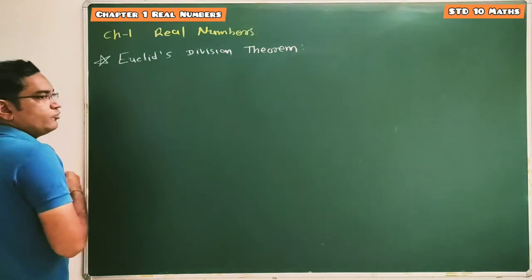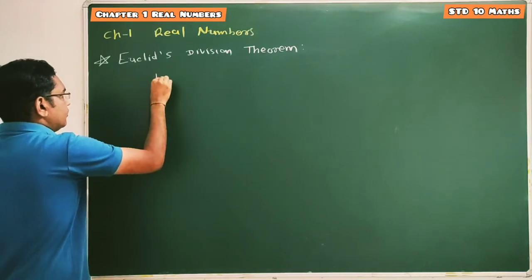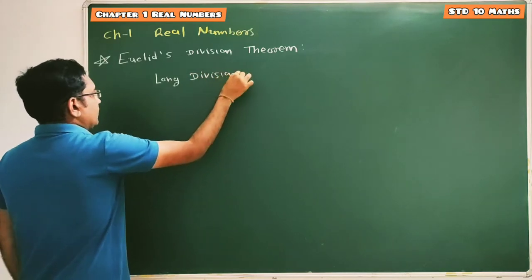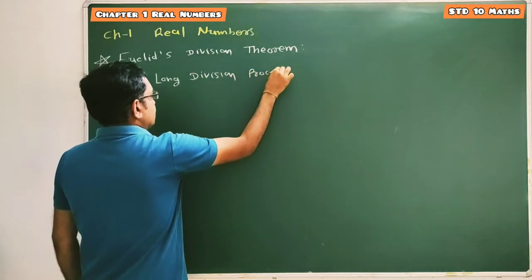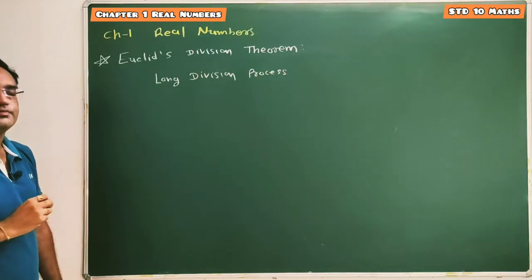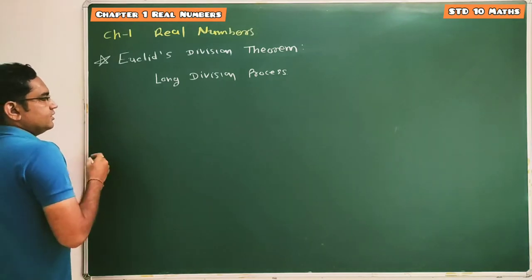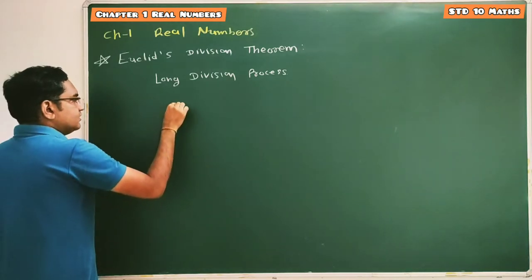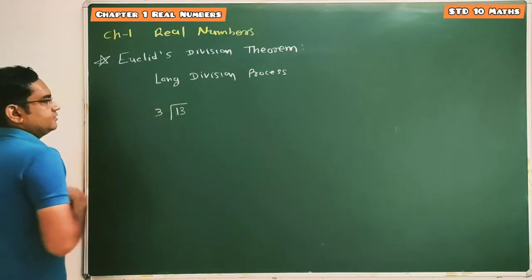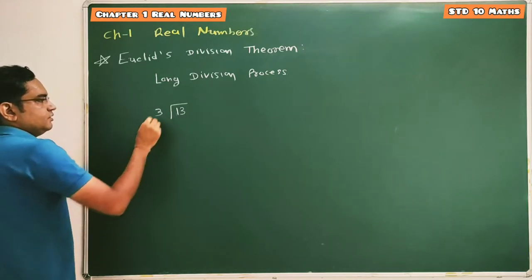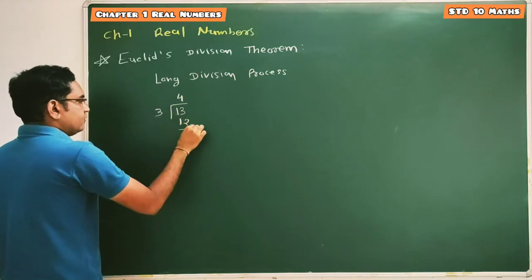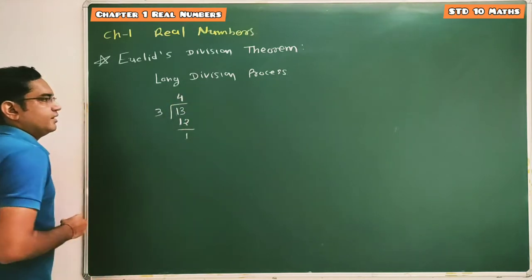So students, all of you know the long division process. This long division is nothing but the division of two positive integers. Let's say we have to divide 13 by 3. So what is the long division? 13 divided by 3. 3 4s are 12, and here we are getting 1 as a remainder.